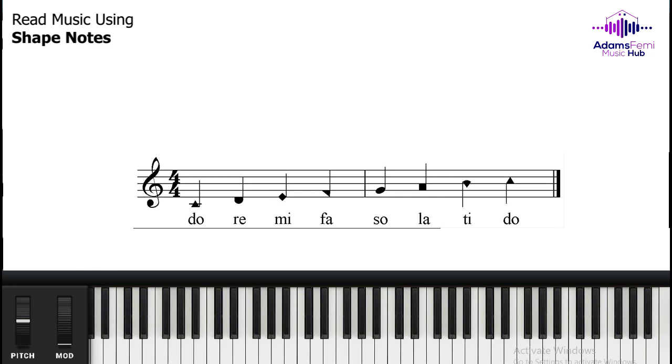Then the next note is an oval shape, which we use to represent the fifth note, which is so. The next note is more like a square, which we use to represent the sixth note, which is la. Then the next note is more like a diamond with a curve at the top, which we use to represent ti. Then back to your first note, which is the root note, do, formed by a triangle.